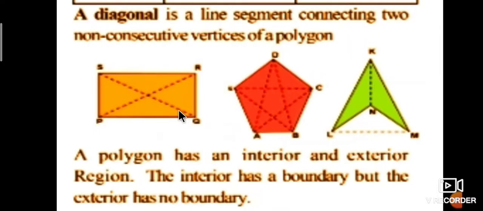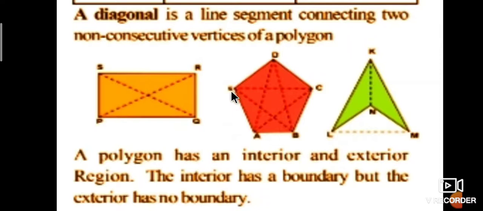Okay, similarly, observe this one. These are A to D, A to C. These are all polygons which have vertices. AC joins two vertices, AD joins two vertices. Similarly, BD, and similarly, BE.